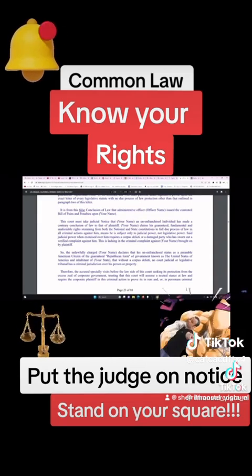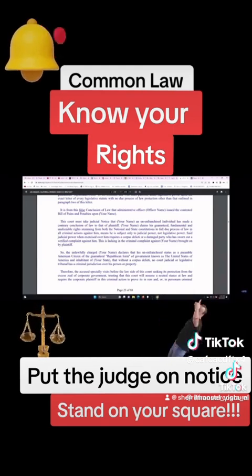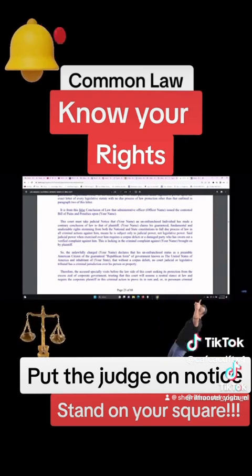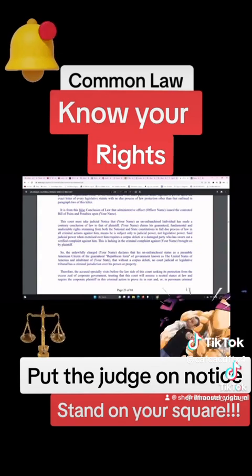Use of ale claims his guaranteed fundamental and unalienable rights stemming from both the national and state constitutions to full due process of law, and all criminal actions against him means he is subject only to judicial power, not legislative power. Said judicial power, when exercised over him, requires a corpus delicti or a damaged party who has sworn out a verified complaint against him.